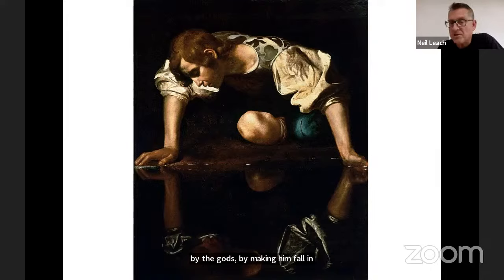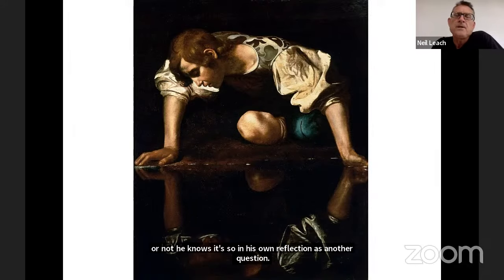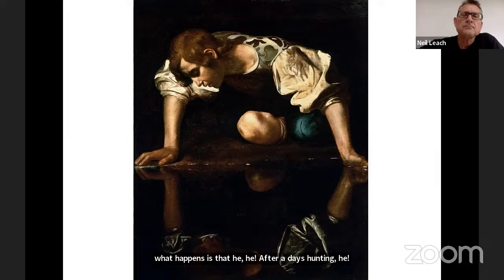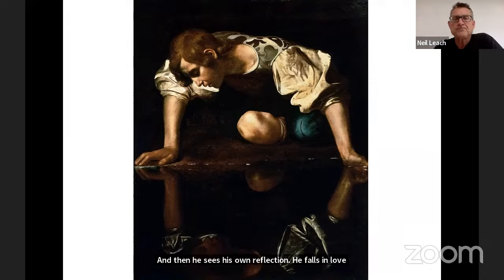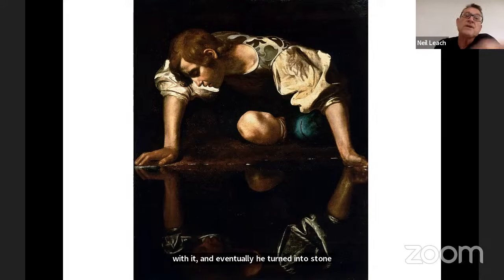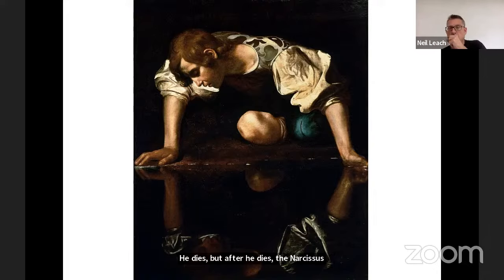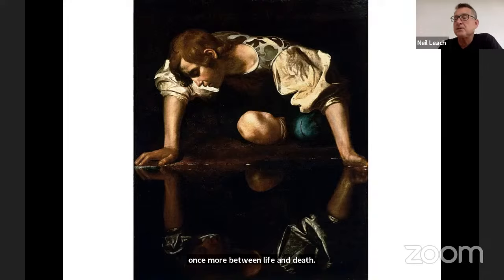Whether or not he knows it is his own reflection is another question. So what happens is that, after a day's hunting, he goes to drink from a pool, and then he sees his own reflection and he falls in love with it, and eventually he turns into stone. He dies, but after he dies, the Narcissus flower grows up from that. So in other words, what we get is a relationship once more between life and death, life leading to death and death leading to life.